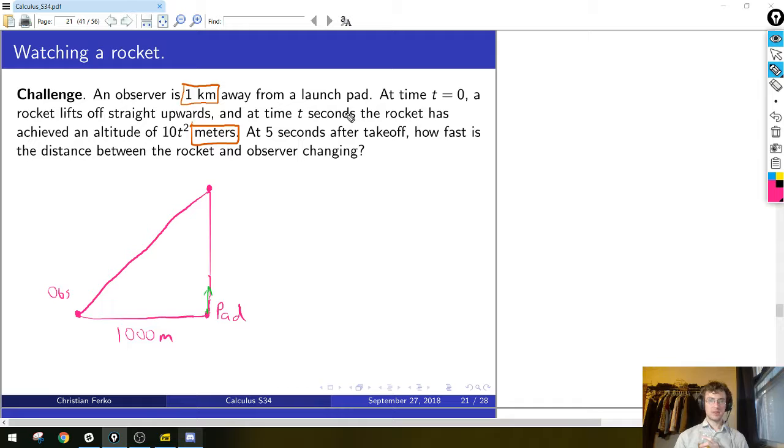We're told that the rocket achieves an altitude, this vertical distance, of 10t squared meters at time t. Then we're asked, 5 seconds after takeoff, so when t equals 5, how fast is the distance between the rocket and the observer changing? By distance between rocket and observer, I don't mean the horizontal distance, I mean this shortest path distance d of t on the hypotenuse. How fast is that changing? Which means we're looking for d dot, the rate of change of d with respect to time.